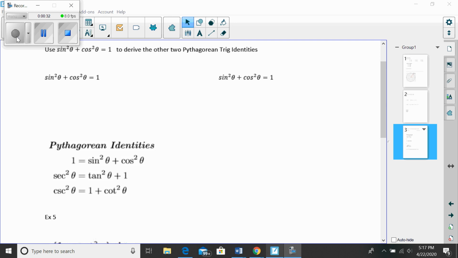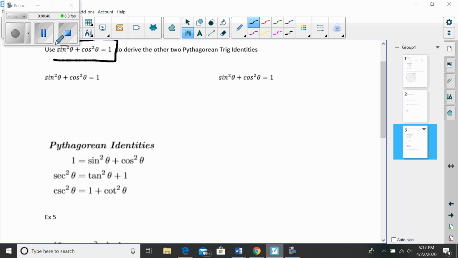So anyway, the most important thing that you can remember from this segment is sine squared plus cosine squared equals 1. If you can remember that, then you can get the other two Pythagorean trig identities. I have an equation. One thing that I know is legal to do when I have an equation is to divide both sides by the same thing. So let's take this equation and divide both sides by cosine squared theta.